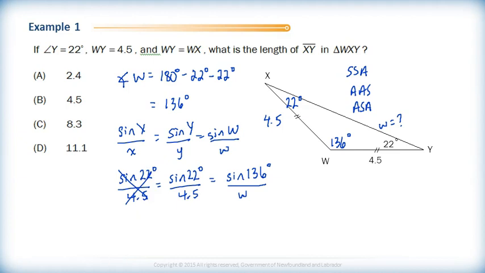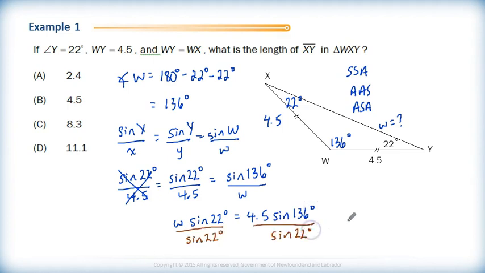A little bit of cross multiplication and whatnot. We've got W sine of 22 degrees equals 4.5 sine of 136. And then I divide both sides by the sine of 22 degrees. And that gives me approximately 8.3 for W. So C is our answer.